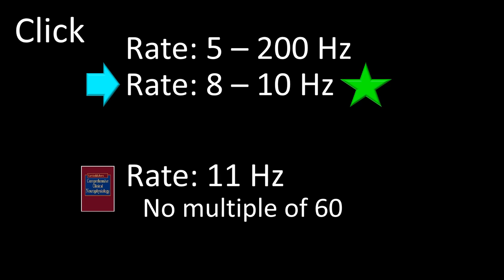The click rate may vary from 5 to 200 Hz. Most often rates used range from 8 to 10 Hz, and that is what the Academy recommends. Levin and Luthers recommend using 11 Hz and to stay away from multiples of 60 in order to avoid artifact. That seems to me to be very sound advice.